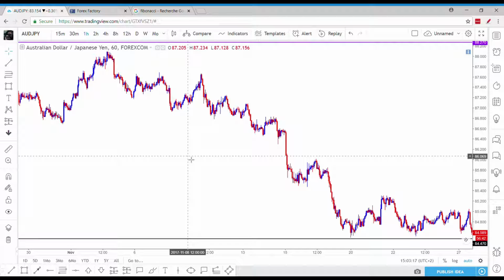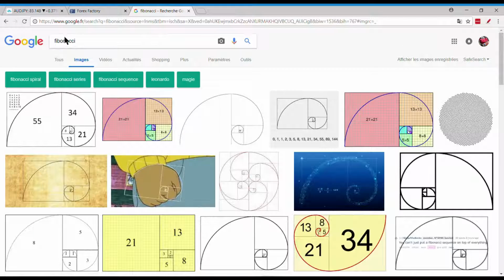Fibonacci retracements and extensions. Fibonacci is something I really like. I'm really passionate about it. Fibonacci was a mathematician, and he discovered what we call the golden ratio. You might have seen it at school or something. It's used a lot in mathematics, music, art, trading, so many things. And it's basically that golden square, golden ratio.